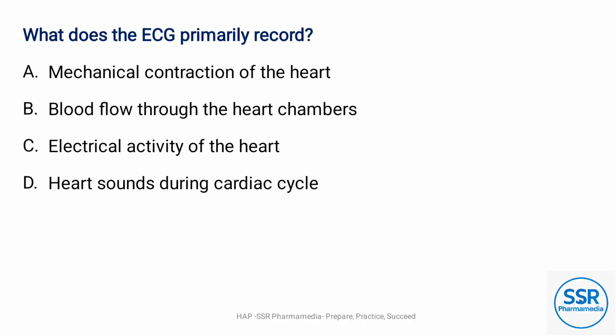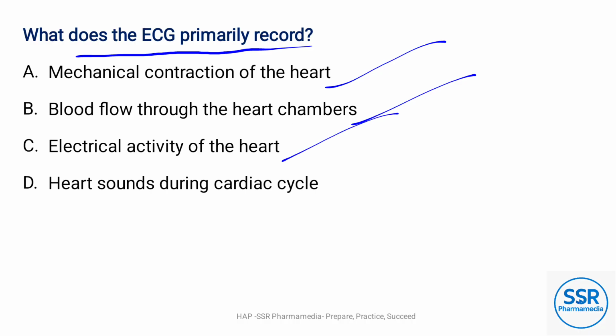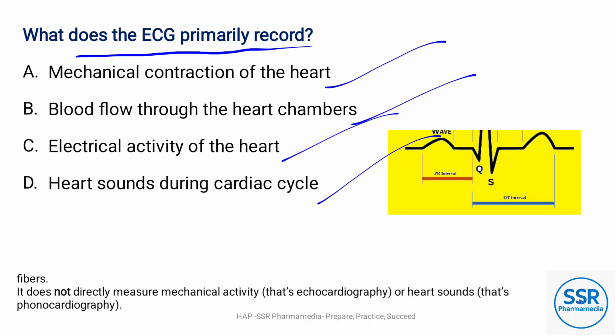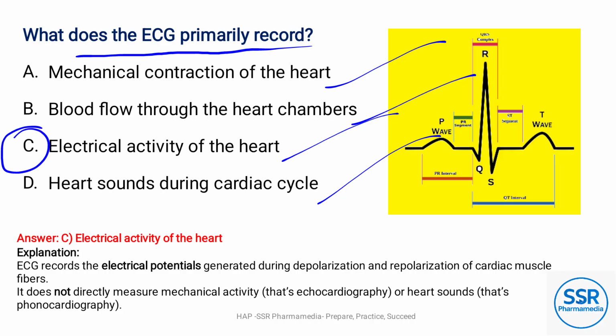We'll move to the questions. What does the ECG primarily record? Option A, mechanical contraction of the heart. Option B, blood flow through the heart chambers. Option C, electrical activity of the heart. Option D, heart sound during the cardiac cycle. So the answer is option C, electrical activity of the heart.